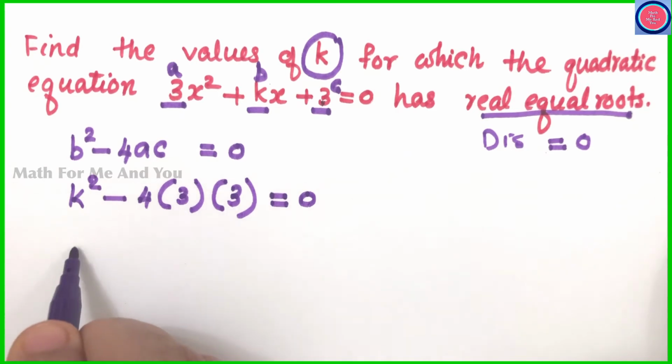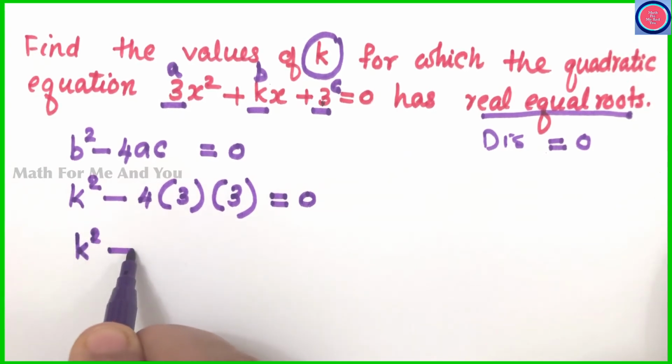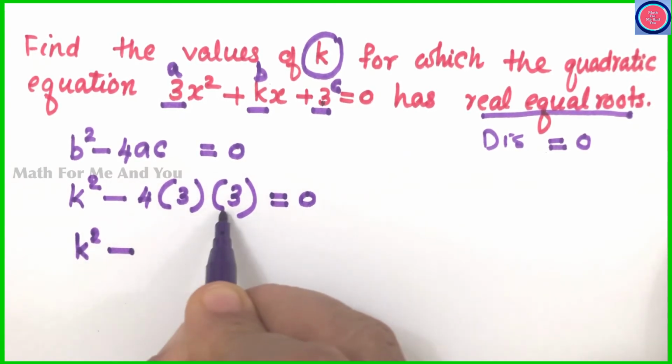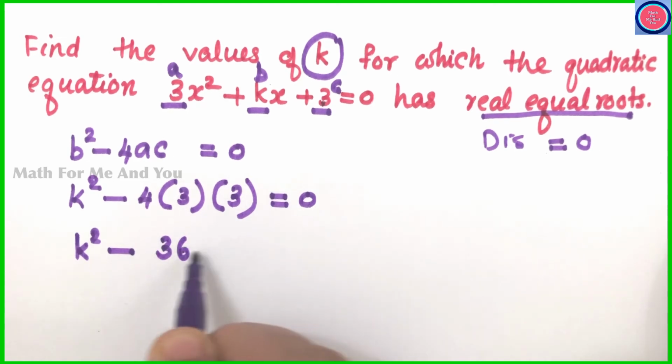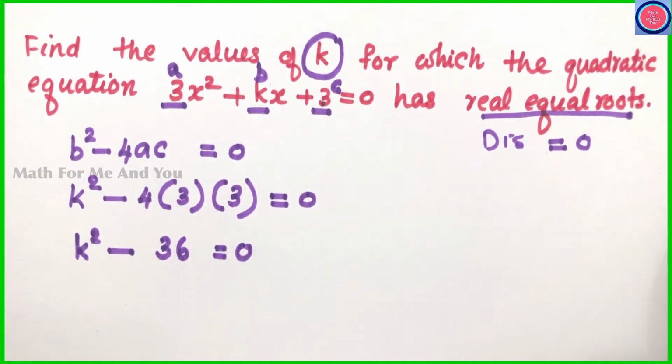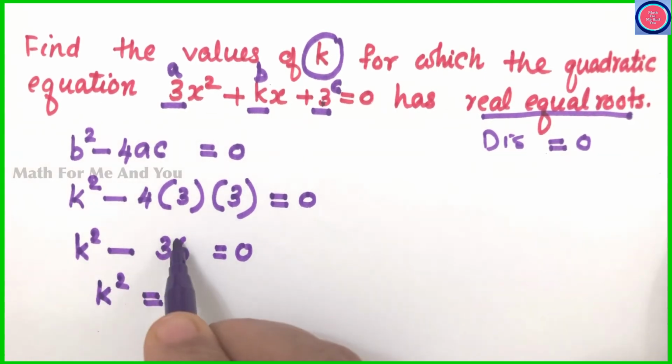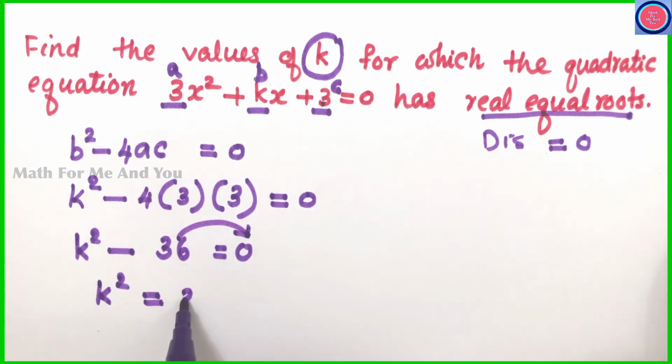K square minus, then what answer do we get there? 4 times 3 is 12, times 3 is 36, equals 0. We can move that minus 36 to the right side. Then we get only k square on the left side equals plus 36. K square equals 36. What is the value of k?